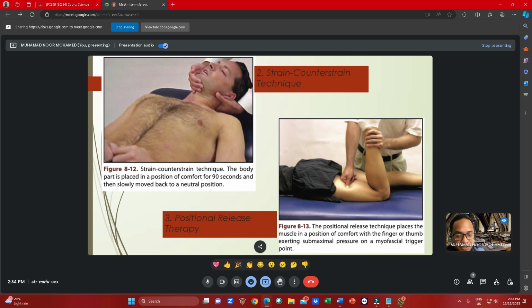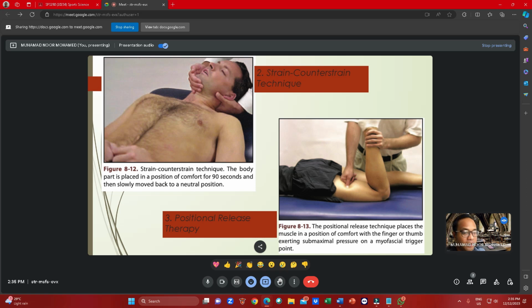Okay, we have positional release therapy, more towards what we call trigger point, acupuncture. All of those help in increasing the flexibility or the range of motion, using a baseline that the muscle is not stiff, the muscle is not in spasm, the muscle is not swelling.